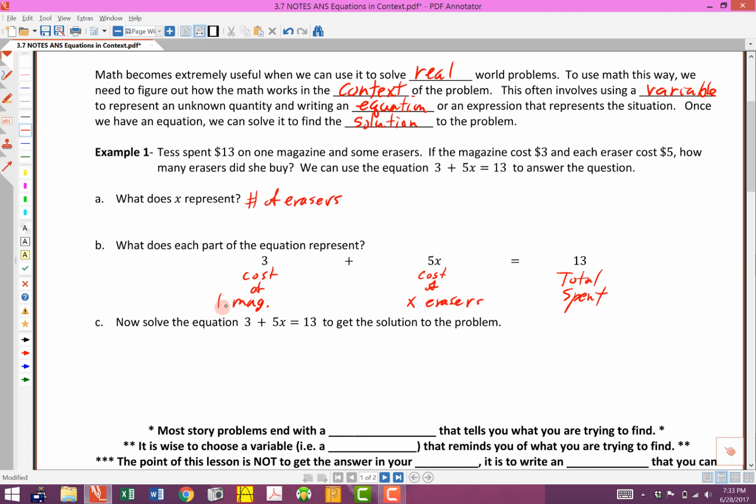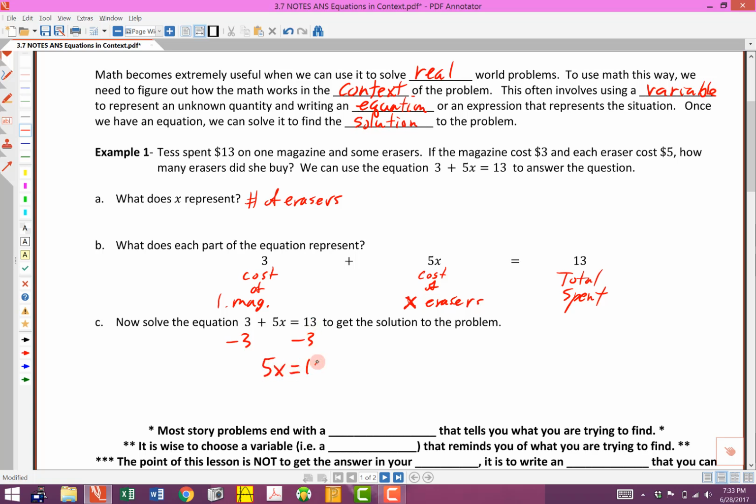So she bought one magazine, it cost $3. She bought, we don't know how many erasers she bought, but we would multiply how much they were each times how many erasers we had, and then in total she spent $13. Now, if you've been thinking, you probably already know what the answer is here, but again, that is not the most important thing. The important part is, can we translate a story problem into an equation and then use that equation to solve? So let's go ahead and solve this. This is just a two-step problem, so we're going to subtract 3 from both sides.